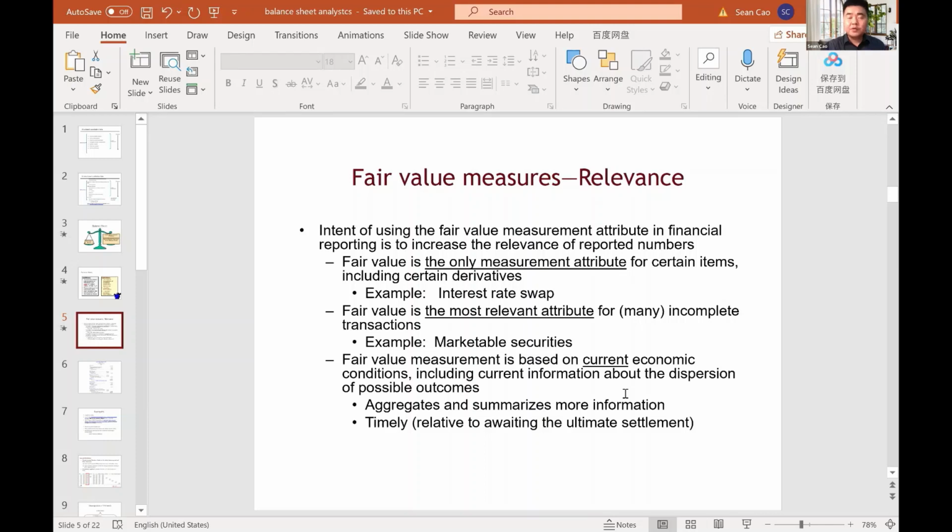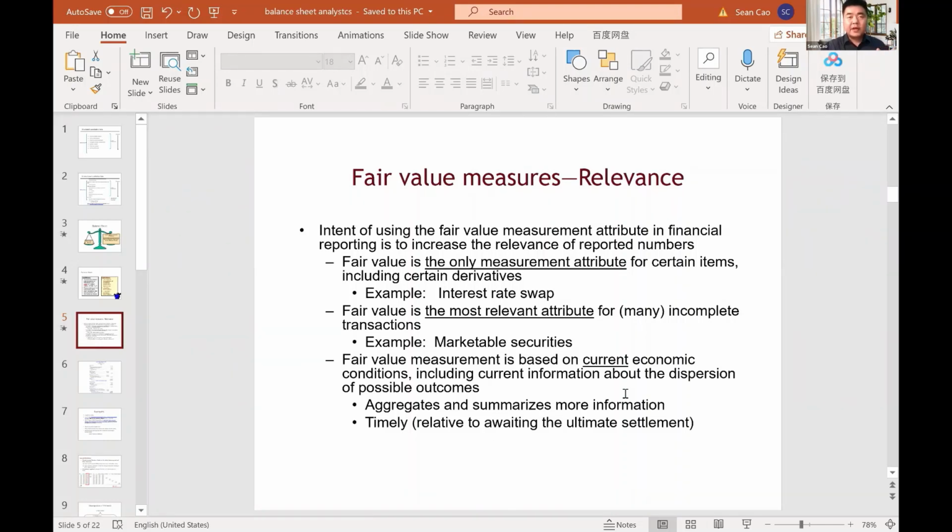Sometimes you have another option, a fourth option. The fourth option is you use the historical purchase price for the value of assets. Sometimes there are rules on which option to use and when.